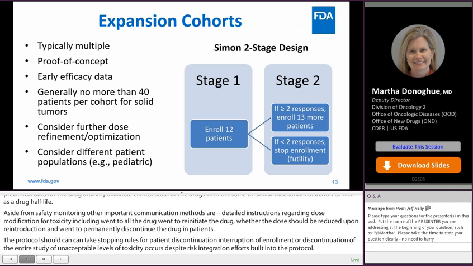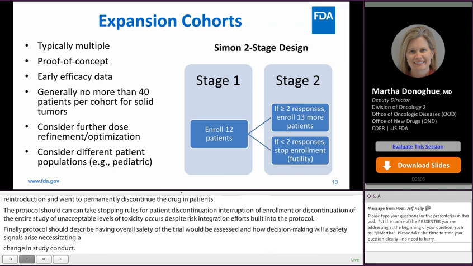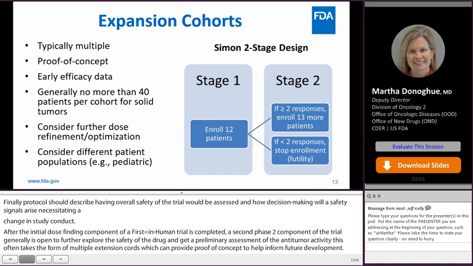After the initial dose-finding component of a first-in-human trial is completed, a second phase 2 component of the trial generally is opened to further explore the safety of the drug and get a preliminary assessment of anti-tumor activity. This often takes the form of multiple expansion cohorts, which can provide proof of concept to help inform future development. These expansion cohorts are generally no more than 40 patients and can utilize a variety of designs, such as the Simon two-stage design depicted in this slide.